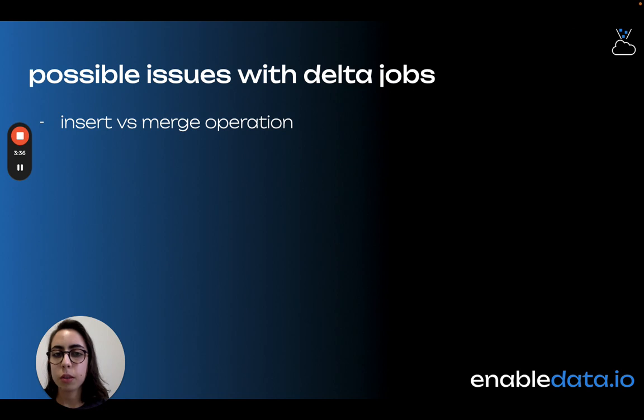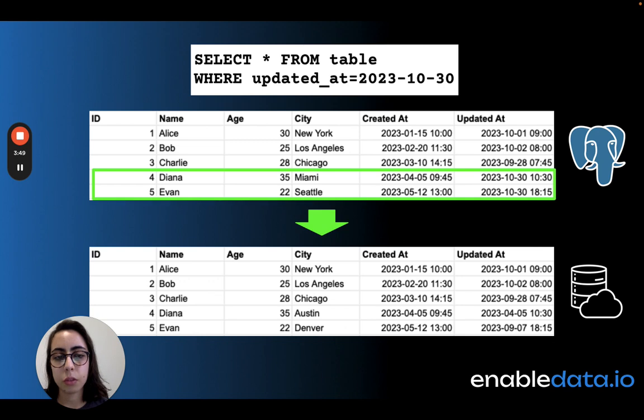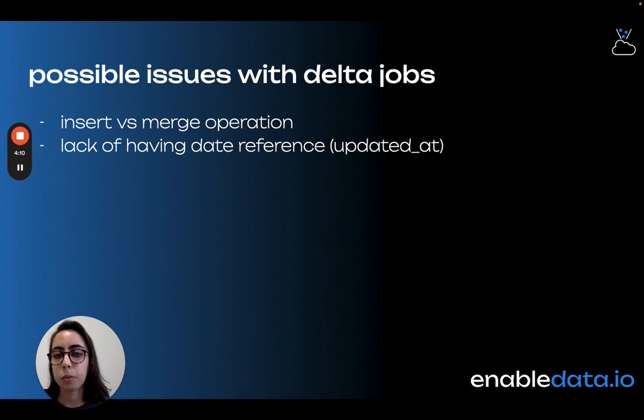But the possible issues with Delta jobs, one of them is insert versus merge operation. When we select only the data that was updated or inserted yesterday, we have to check against the current data to see if it exists or not, and whether we need to merge or insert, but that costs more computation than insert-only jobs. So that's one of the possible issues, and it takes longer to run.